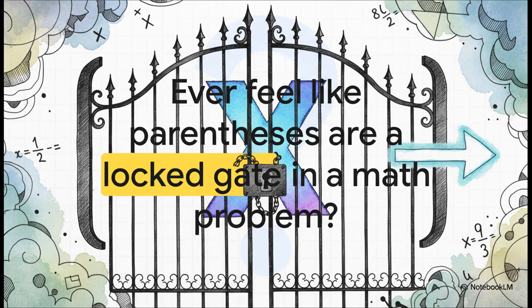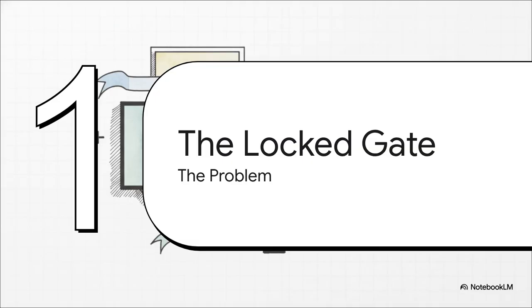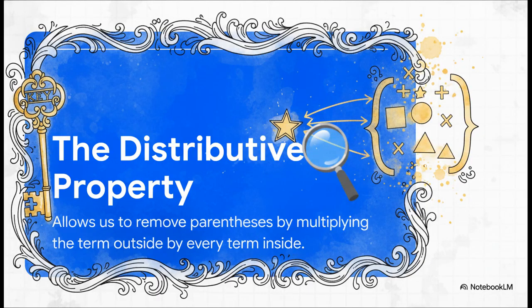Yeah, you're not alone. I love the metaphor the source material uses for this. Think of those parentheses as a locked gate. You know the answer you need is right there, on the other side, but you can't get to it directly. And that's the whole issue, right? Before we can start doing the usual stuff, moving terms around, isolating the variable, we have to deal with that gate. We need a way to bust open those parentheses, but in a way that's mathematically legit. We need a key. And that key is called the distributive property. This is the official rule that lets us unlock and open up the equation.